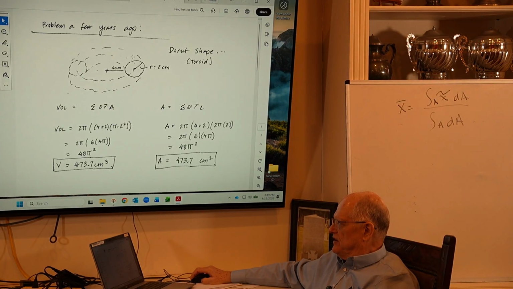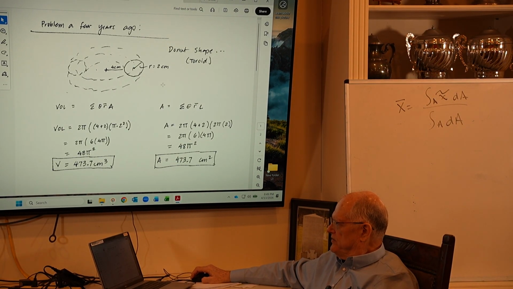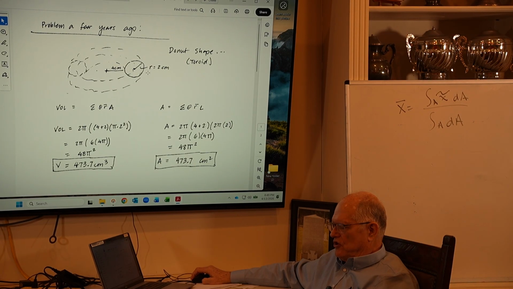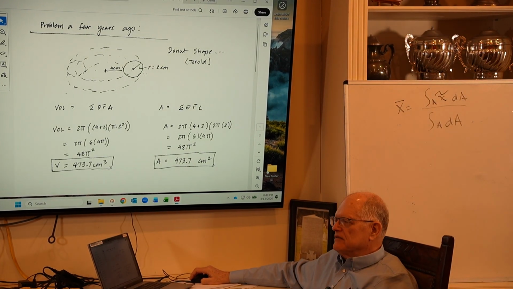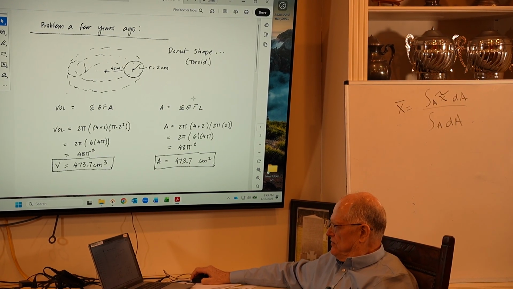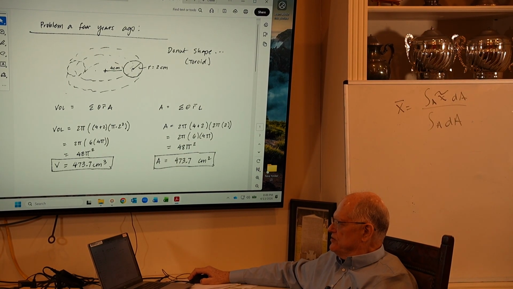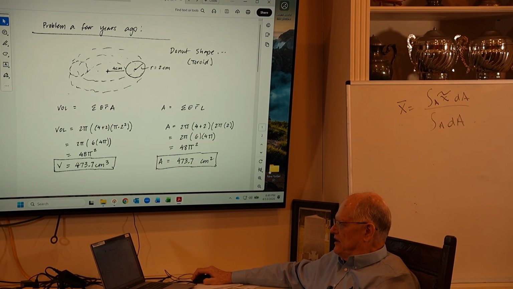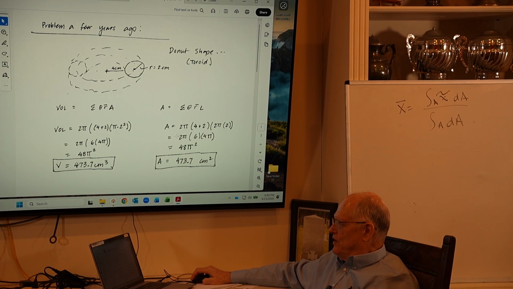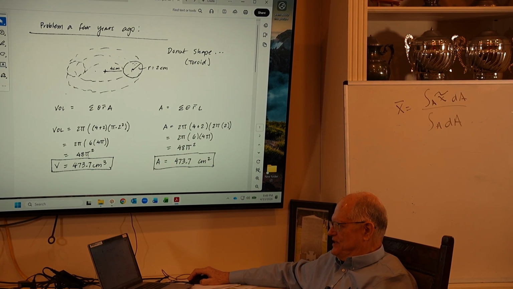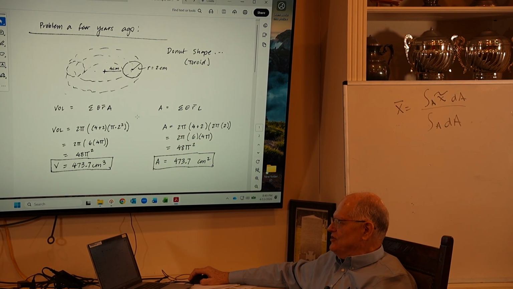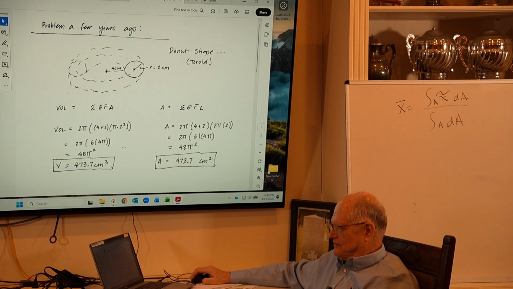The surface area, same formula, summation theta r bar L. So now the L for a circle, again, is 2 pi r. So 2 pi times 2. The r bar is 4 plus 2, which is 6. And then the angle, which is 2 pi. What's funny is for these particular numbers, you actually end up with the same number.